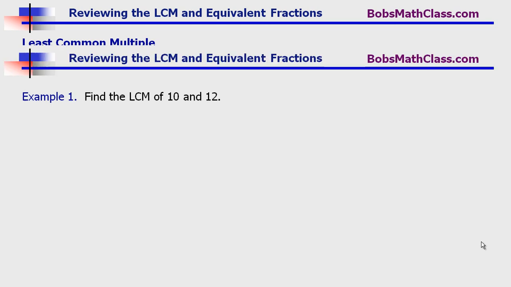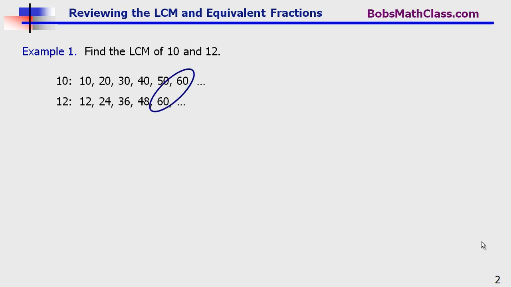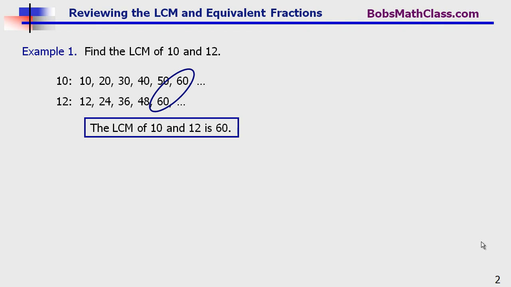Okay, let's keep going. Let's just find the LCM of 10 and 12, and we'll use the same method. But we have another method that we're going to talk about in just a little bit. So let's find a list of common multiples. So there's 10, 20, 30, etc. And just keep going until you find the first one that appears on both. Find the first number that's a common multiple for both 10 and 12. And we see what that answer is, right? That's right, 60. So the LCM of 10 and 12 is 60.